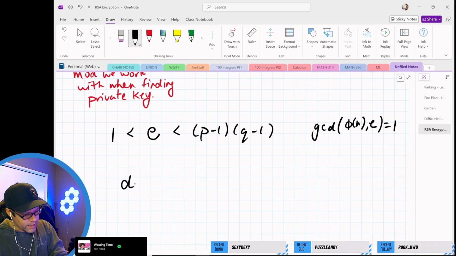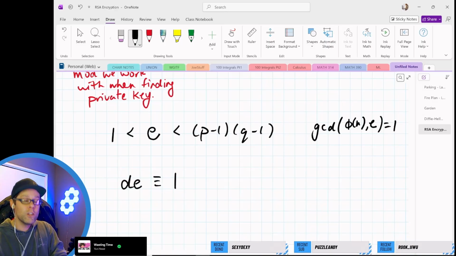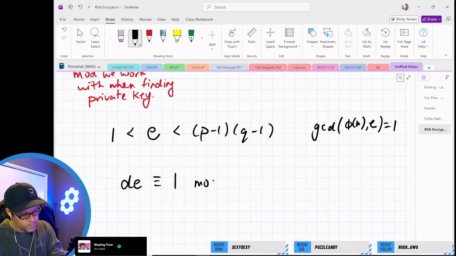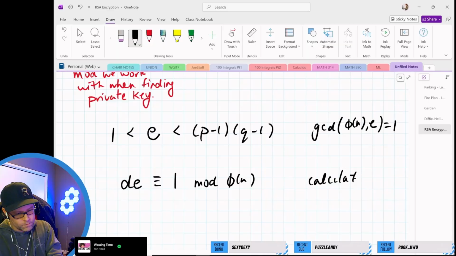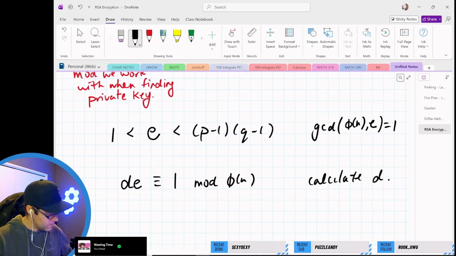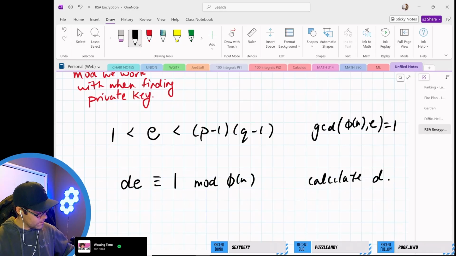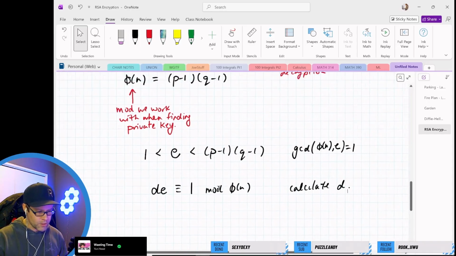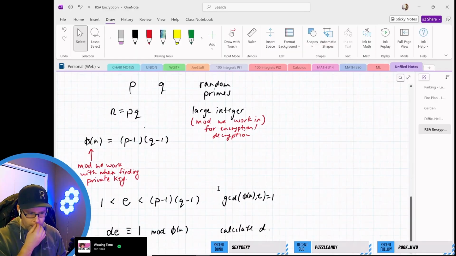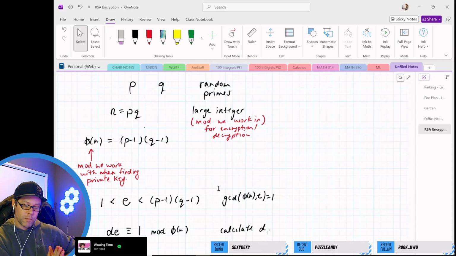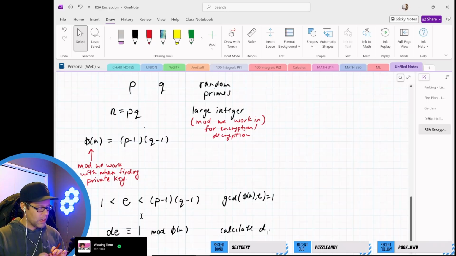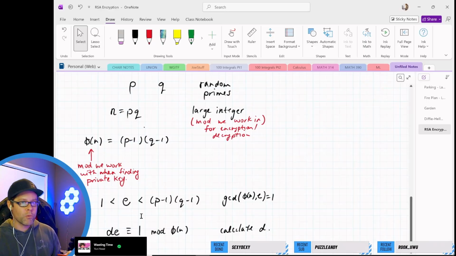And then our last step is to calculate the inverse of this, and we can do that using the Euclidean algorithm. So I'm just going to zoom out so you can kind of see the process here. Start with your random primes, multiply them together, calculate phi of n, find a number that's coprime with phi of n, find the inverse of that. Once you've done those steps, then you have both the public key and the private key.